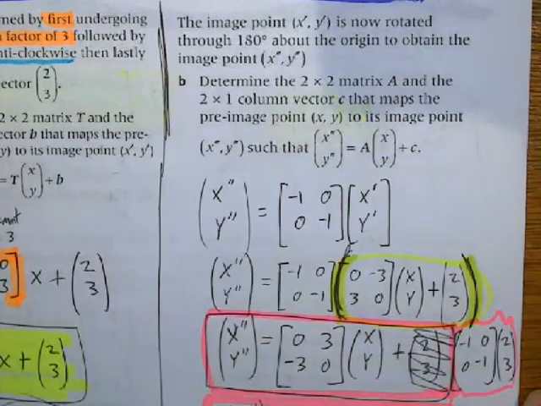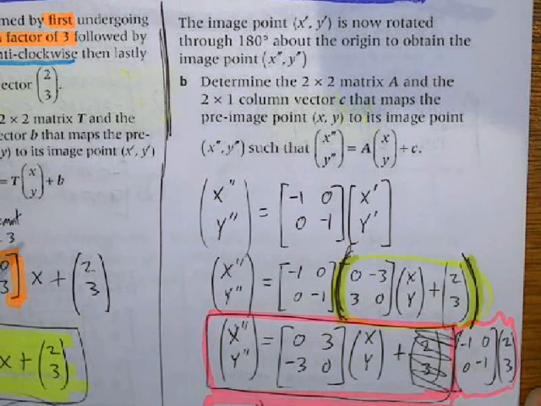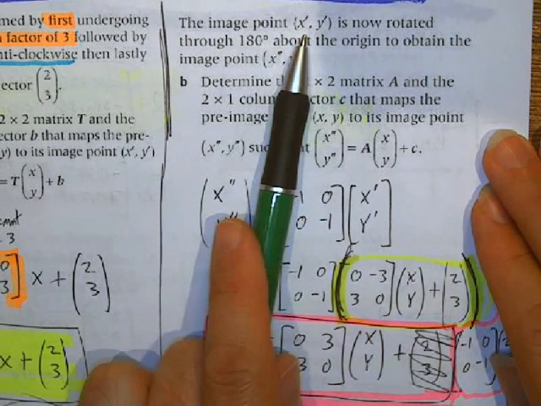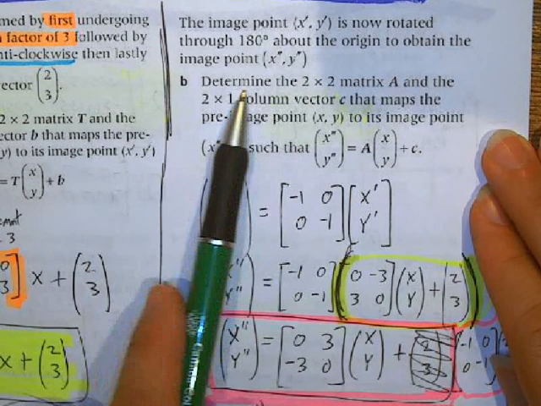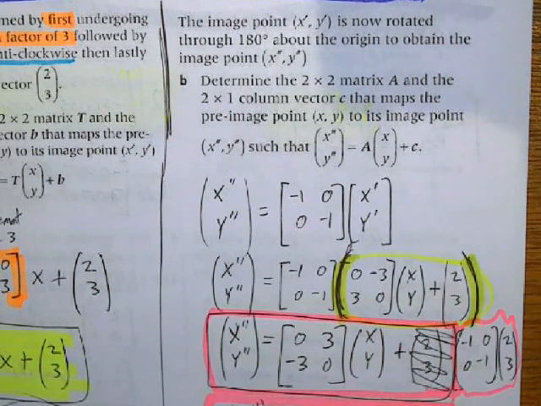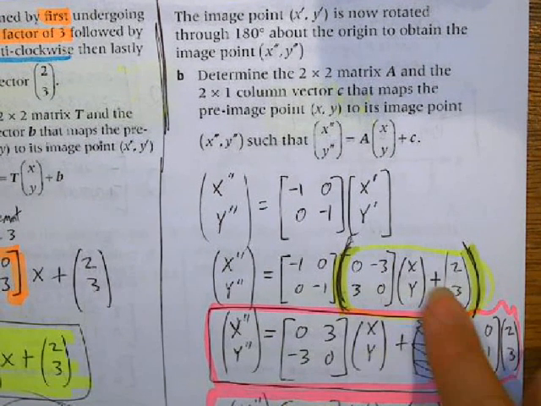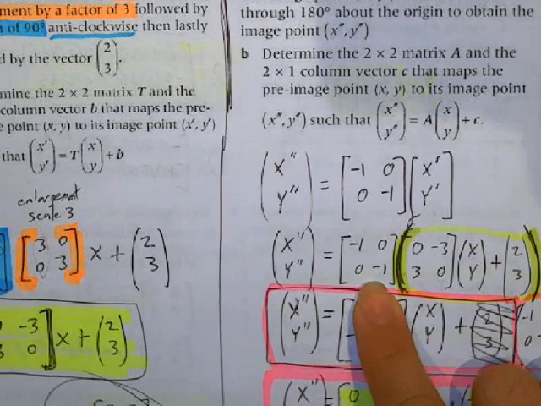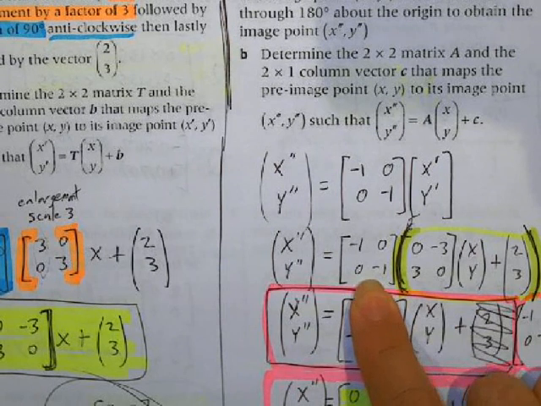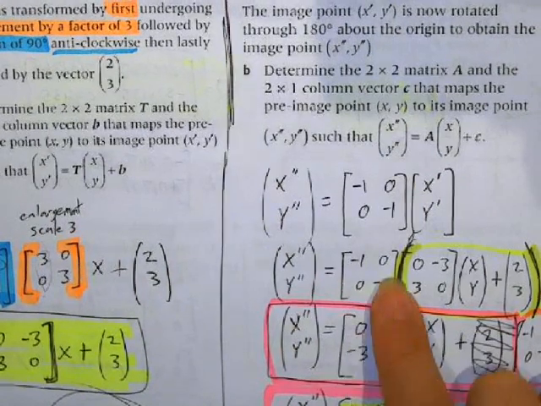Question B. We want to find a second image. Determine the image now by rotating 180 degrees around the origin, and so this thing in yellow, the 0, negative 3, 3, 0, x, y, plus 2, 3, that was our result from what we had here. Okay, and so now I'm going to multiply that times this, which is the transformation from rotating 180 degrees. When I rotate 180 degrees, the transformation is going to be negative 1, 0, 0, negative 1.